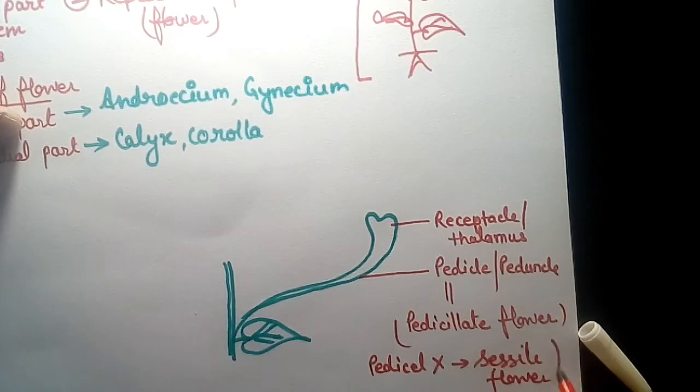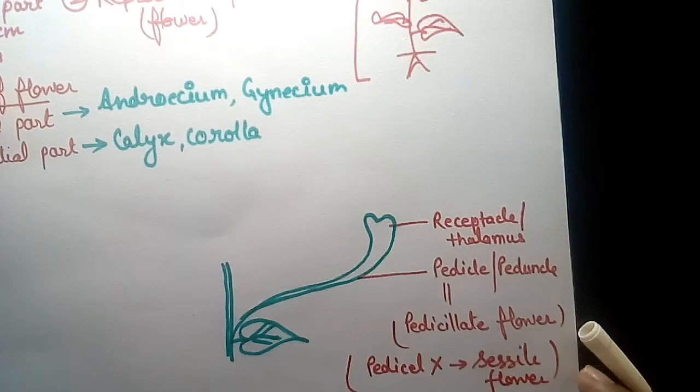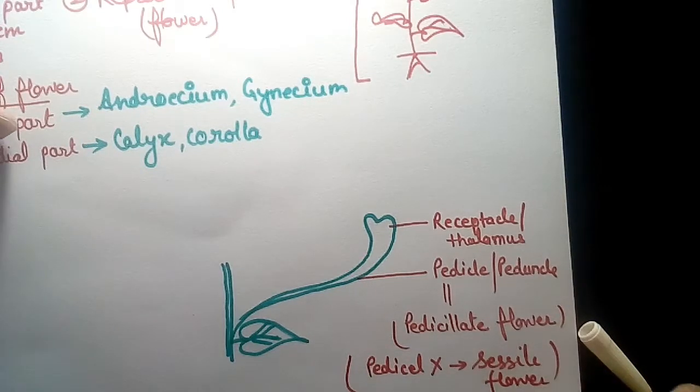So on the basis of presence and absence of the pedicel, flowers are of two types. Pedicel present is called pedicellate flower. Pedicel absent is called sessile flower.